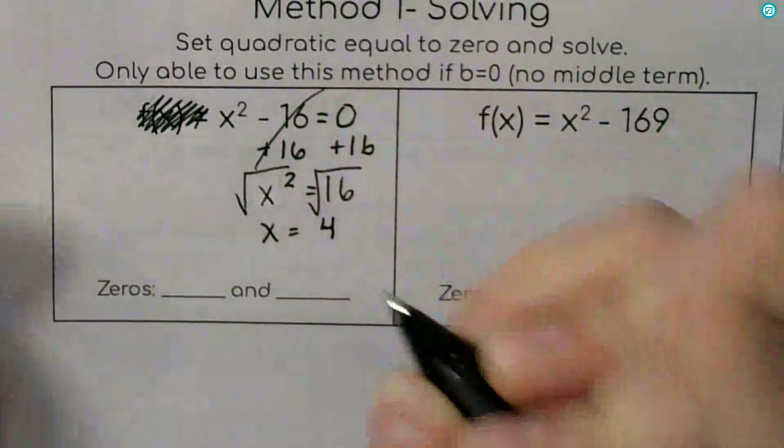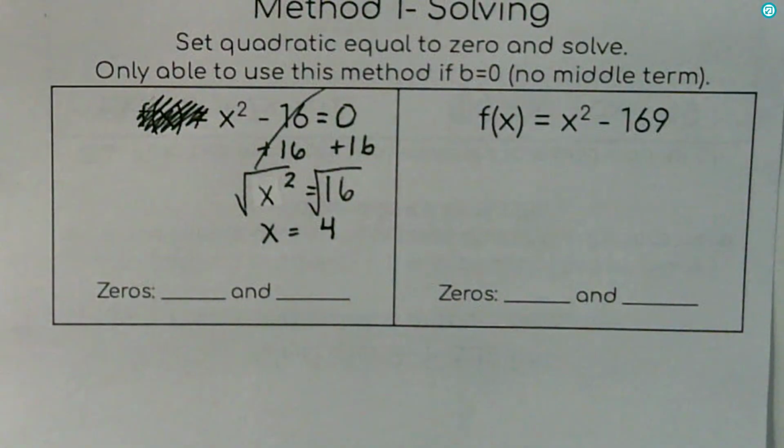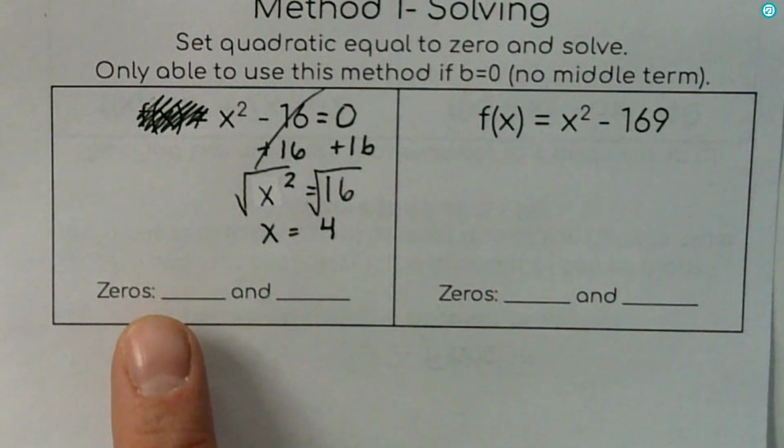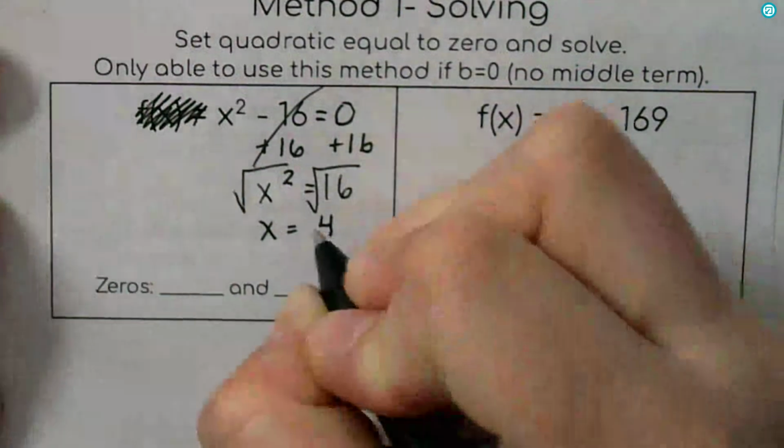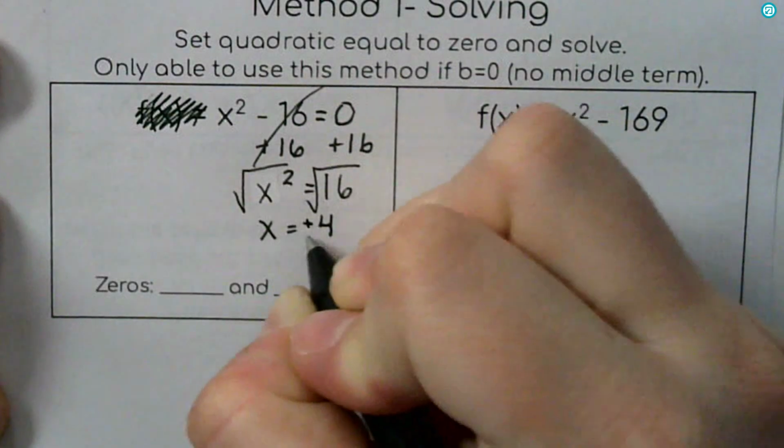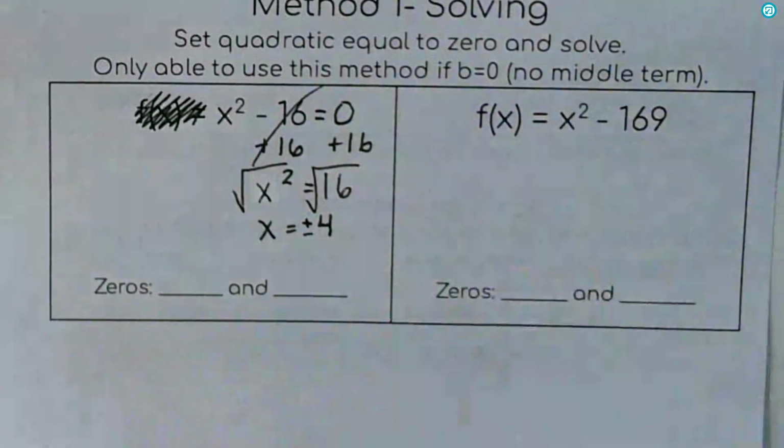If you look up at our little diagrams, all of our parabolas have two x-intercepts. I have two little blanks here that say zeros, blank and blank, because we're going to have two answers. What other number times itself equals 16? Negative 4. So I'm going to put what's called a plus or minus sign in front of this 4. It's literally a plus sign on top of a minus sign, which just means this can be both positive or negative.